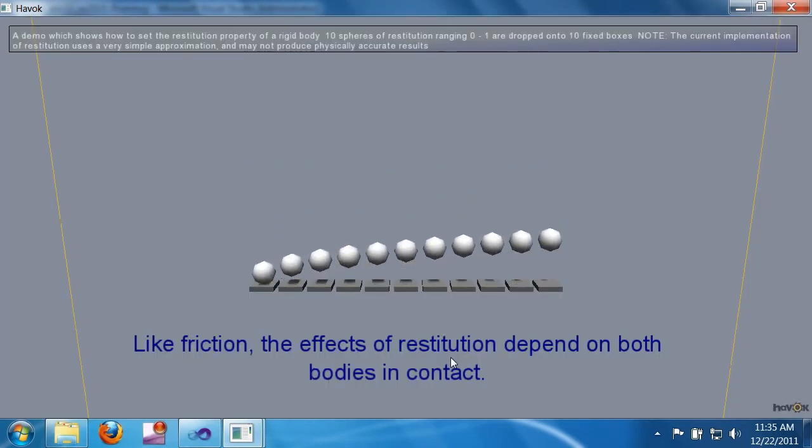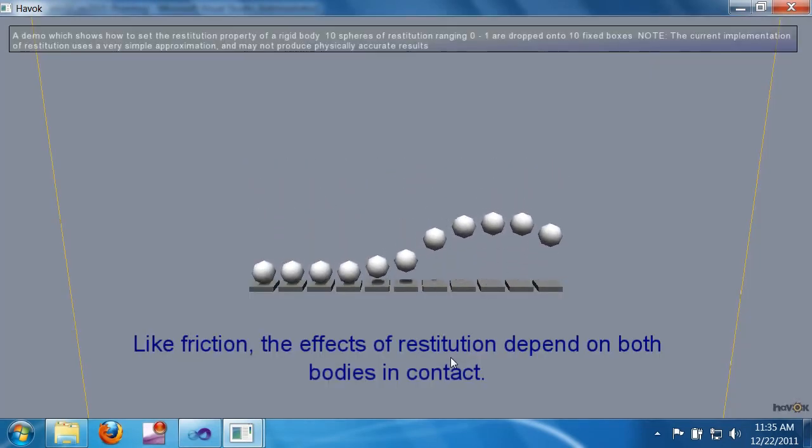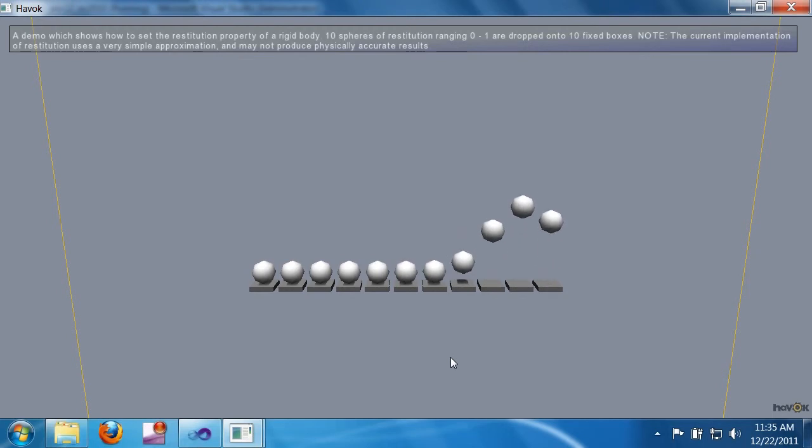This demo shows spheres with a range of different restitution values, and the ones at the right end with higher restitution bounce higher and longer. Like friction, restitution is commonly used to model different types of materials.